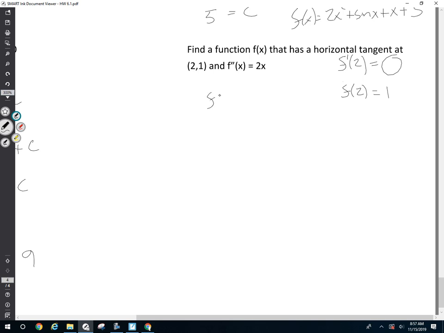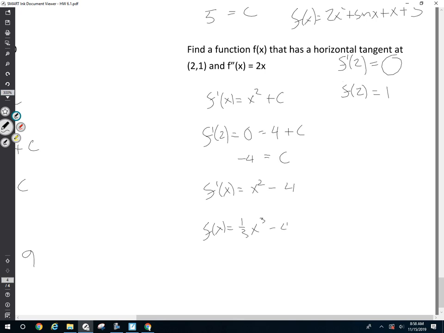That's a good question. So this statement gives us two pieces of information. So that way we can go from f double prime to f prime. We could find f prime. Sorry, that should be 0. We could find f prime of 2. It's 0, which is going to be 4 plus c. So c's got to equal negative 4. So f prime of x equals x squared minus 4. Cool. And then f of x will have to be x cubed times 1/3 minus 4x plus c.